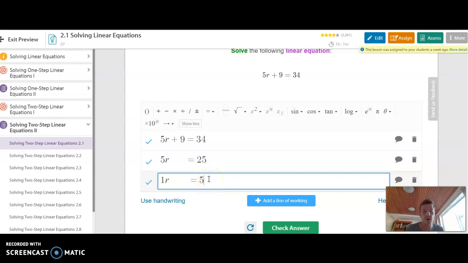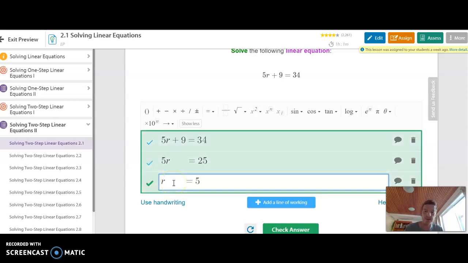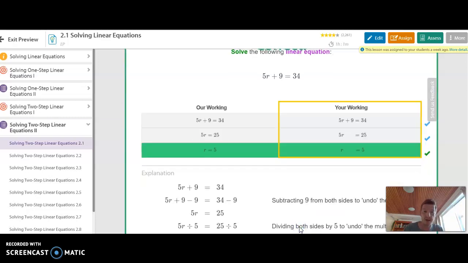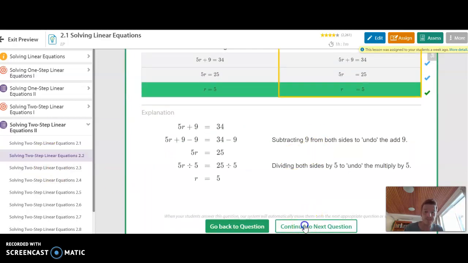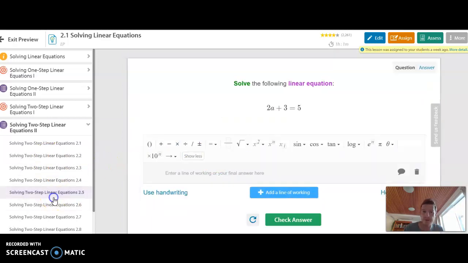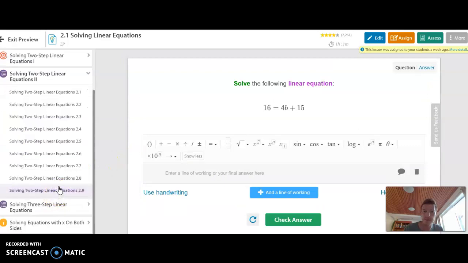But in maths, we don't show that 1. So I'm going to just take it out and just have r equals 5. And I get the nice green tick. Fantastic. That's one of them done. Now let's see if I can find one that's in a funny orientation. So you get different orientations.